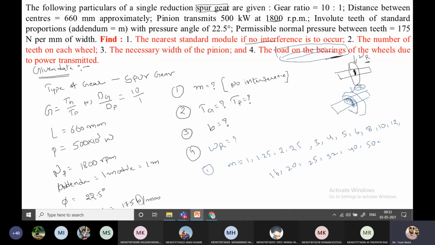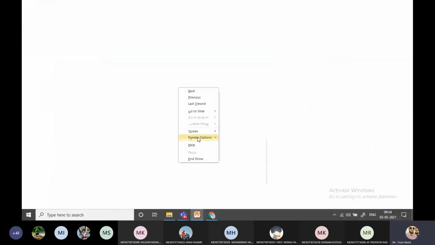So we have to calculate the module and compare where it is falling. Suppose our calculated module value is 5.1. Then we have to compare with these values. 5.1 is nearest to 5, so that's the reason we have to select the module as 5. So for comparing purpose, I am writing these standard values. Now I am calculating the standard module value.